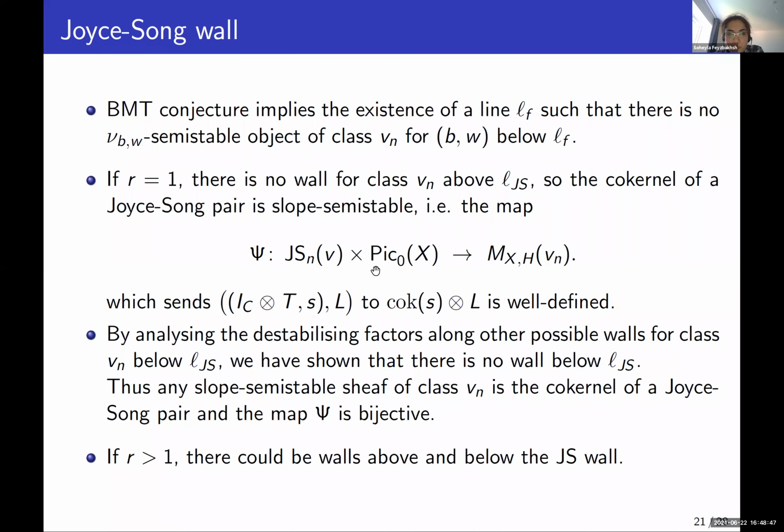Okay, maybe I should continue. But as soon as we choose R bigger than one, then we do not have such a beautiful picture, and there could be lots of walls above and below the Joyce-Song wall. So the main problem that comes up is that when we start with a tilt semi-stable sheaf of class Vn in the large volume limit, they are all sheaves, but along these walls new stable objects could come up after passing the walls, very strange two-term complexes in our heart.